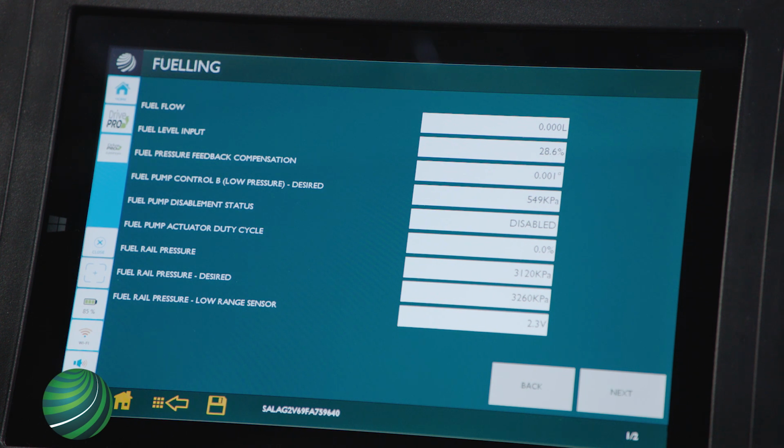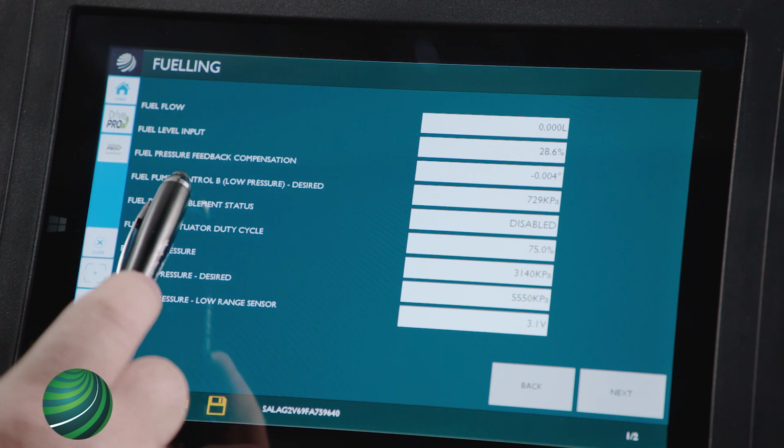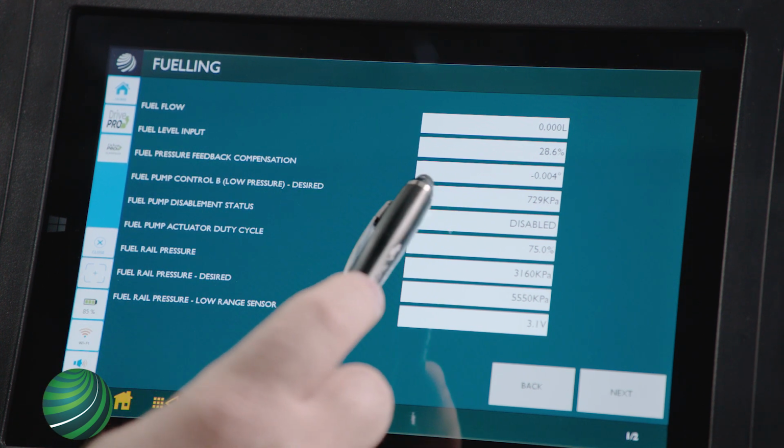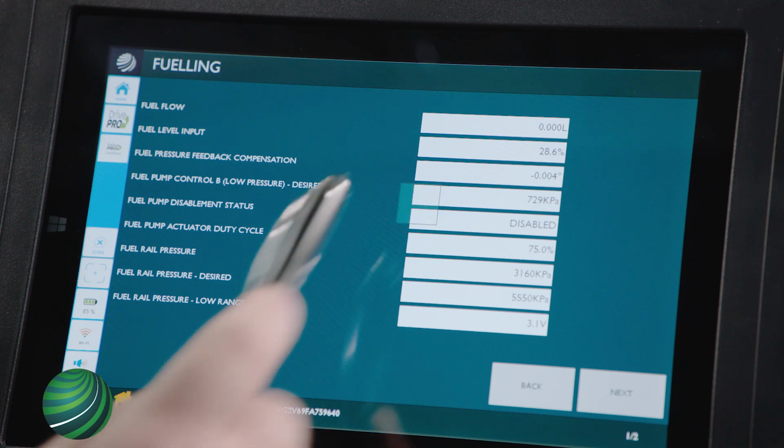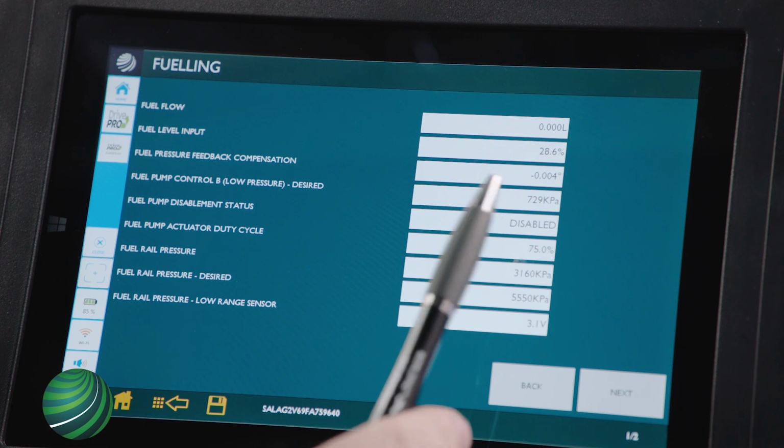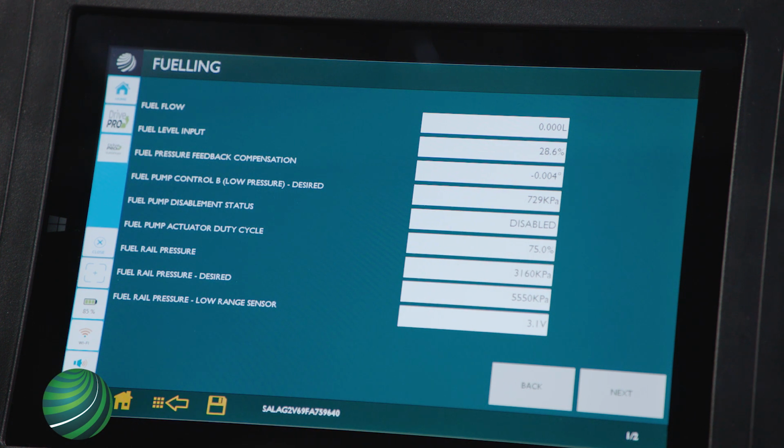Fuel pressure reading can be found next to the fuel pump control B, low pressure, desired. When testing, begin with the key on and the engine off. Let's start with fuel pump control B, low pressure, desired. The current reading of 729 kilopascals indicates a normal sensor value.